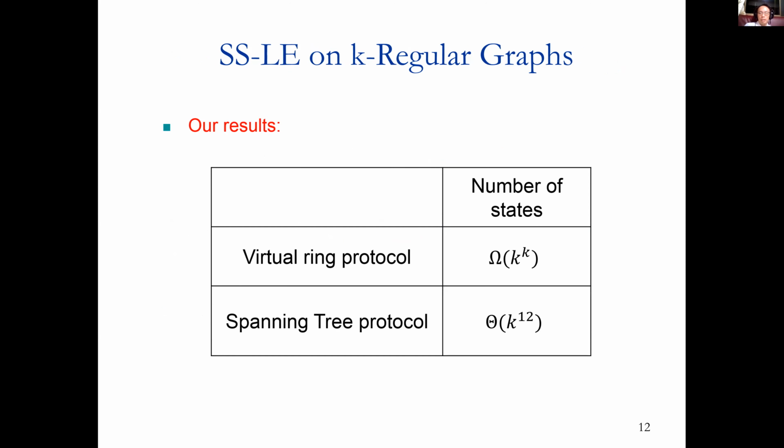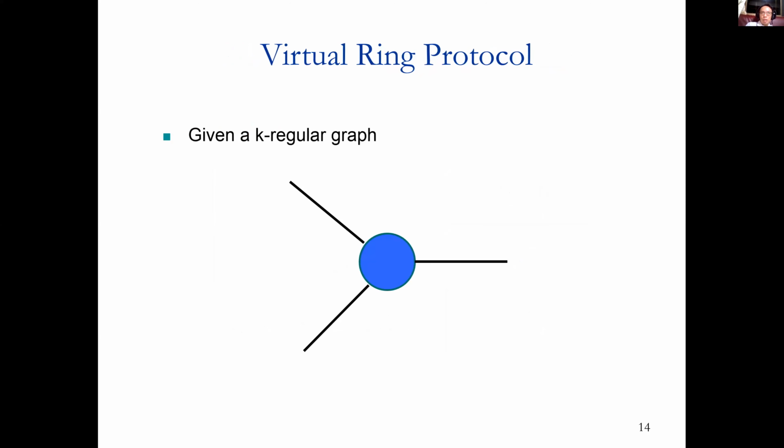So the number of states required only depends on the degree of the node. We have two different constructions. The first one, the virtual ring protocol, is more intuitive and simpler, but requires an exponential number of states. And the second one, the spanning tree protocol, is more complicated, but only requires a polynomial number of states. So let me briefly describe these two things.